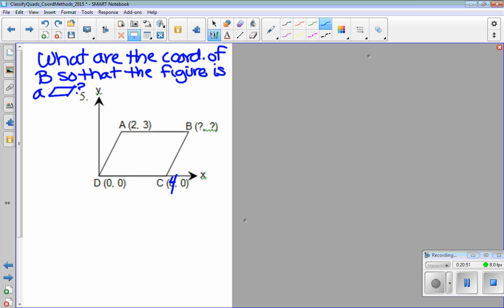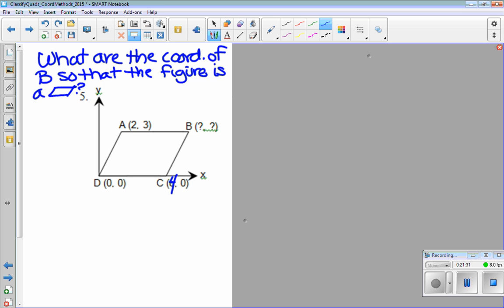Well, we know some stuff about a parallelogram. What's true about the sides in a parallelogram? Opposite sides are what? They're parallel, first of all. And do I know how to find parallel on a coordinate plane? What formula do I use to show that something's parallel? Slope. So could I find the slopes of the opposite sides and go from there? Sure. Is there a quicker way maybe to solve it? To find it? Anybody have an idea?